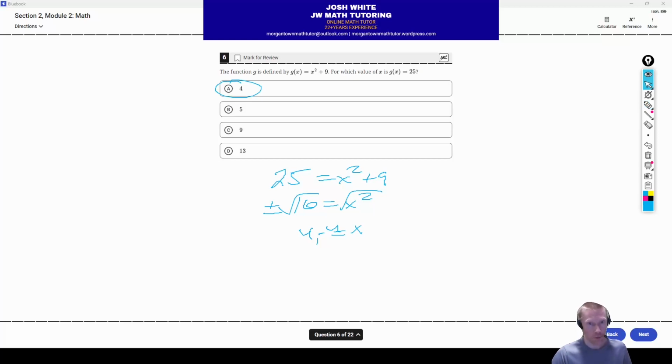You could also just back-solve this one. You could take the answer choices and plug them in to the original function.